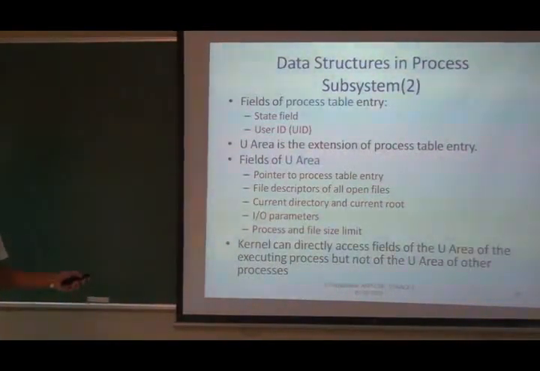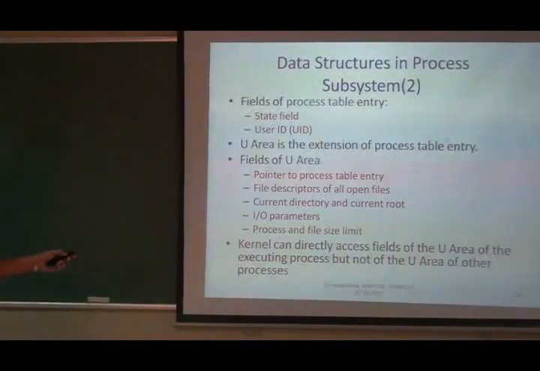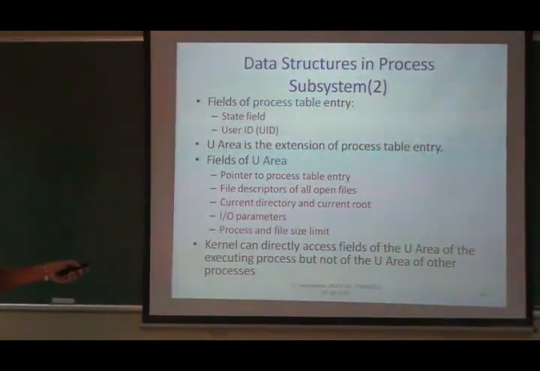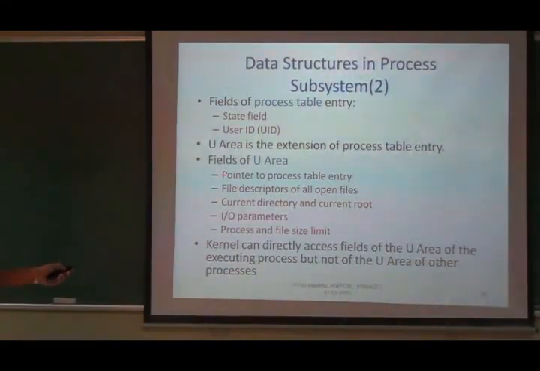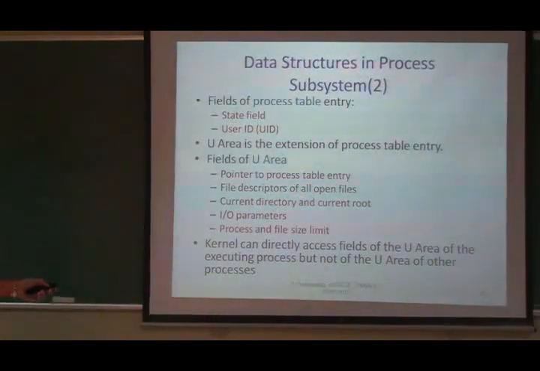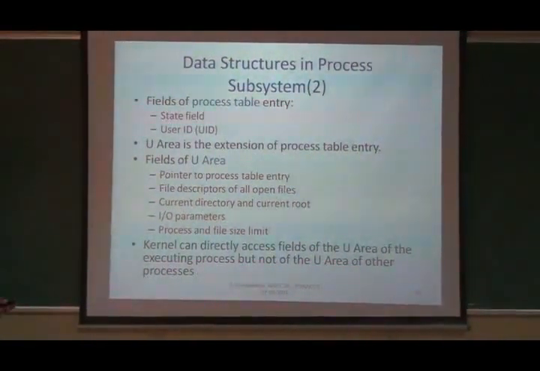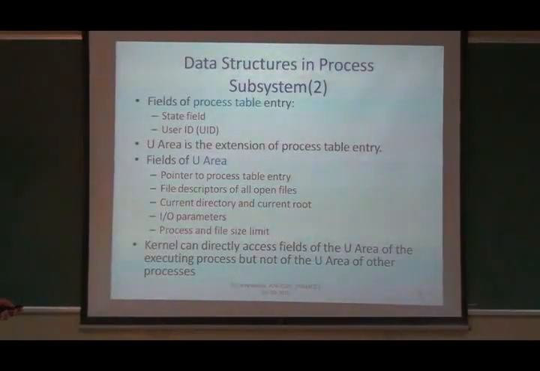The process table entry contains the state field and user ID. The U-area is the extension of the process table entry. Fields of the U-area contain a pointer to the process table entry, file descriptors for all open files, current directory and current root, I/O parameters, and process and file size limits.